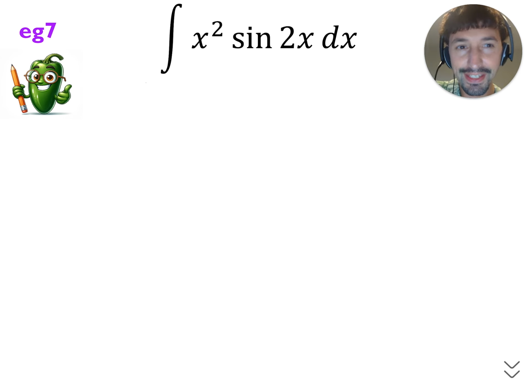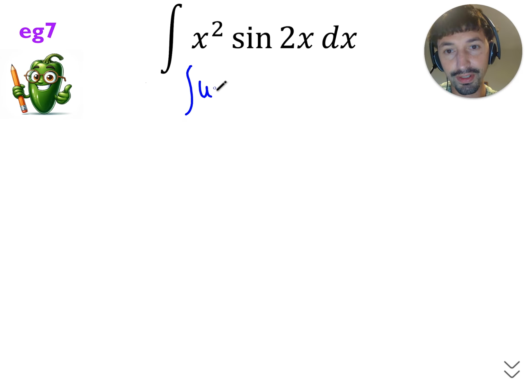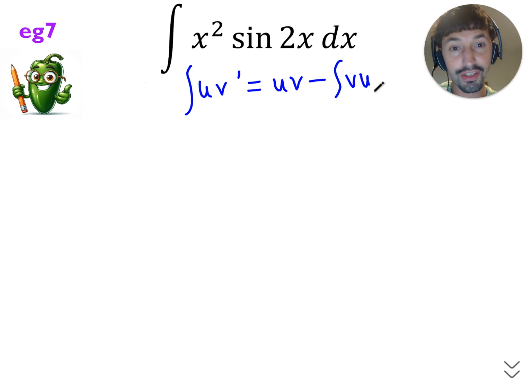Example 7, the integral of x squared multiplied by sine 2x. So this is one of our first spicy questions. We've got a little green pepper in the corner. It's not actually too bad, so it's more of a Padron pepper. So it is tasty though. So we're going to be using our classic integration by parts formula. uv dash integrates to uv minus the integral of v u dash.